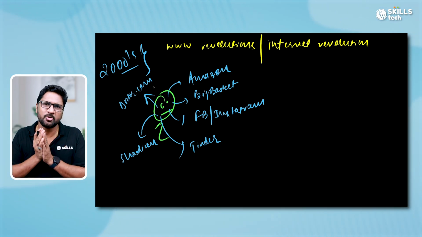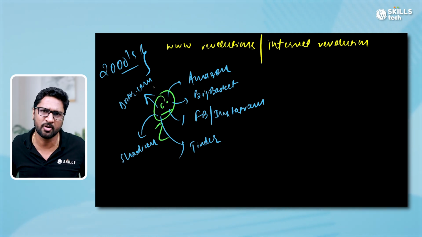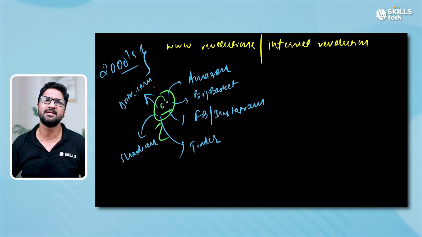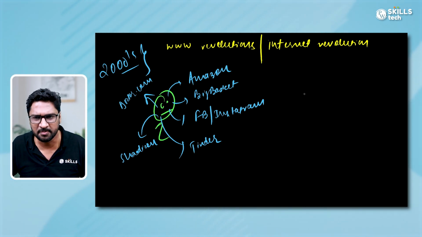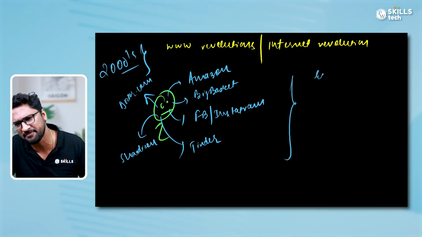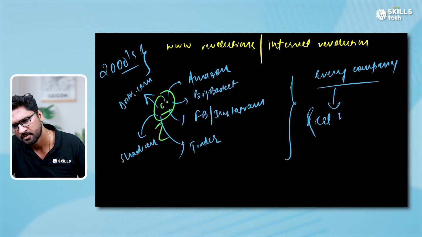The point that I want to make here is that today, if you look around yourself, for every real world problem, you have a practical, programmatic solution in the world of internet. What it means is that almost every company, if I look around, is trying to solve a real world problem.